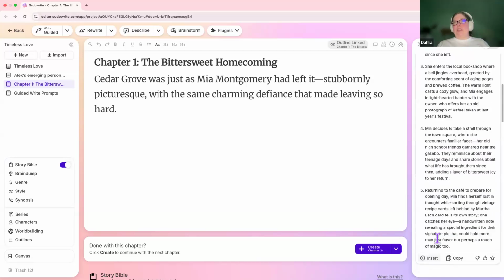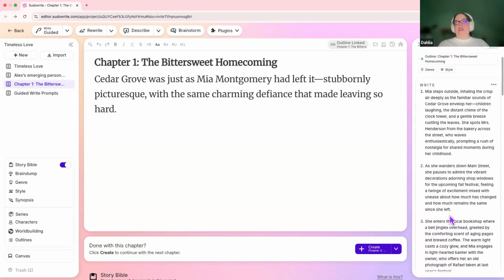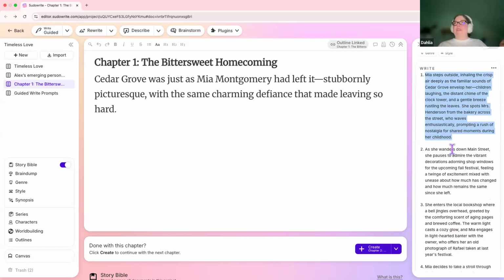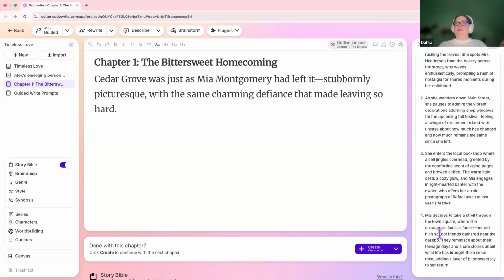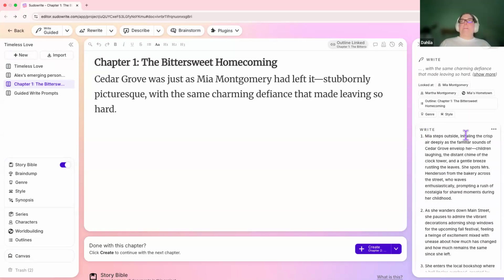And now you get a little list with ideas of what she may be doing next in the scene. Could step outside. These are almost little prompts for how you could continue. So she wanders down the main street, through the town square, turns to the cafe. But that's another way you could use this.